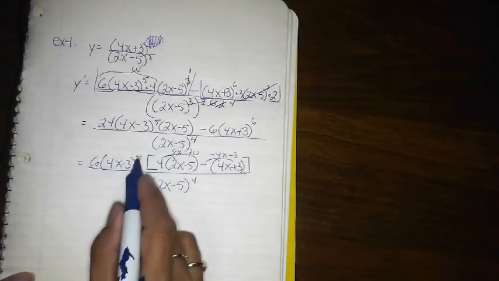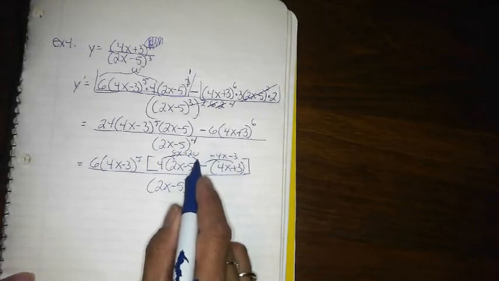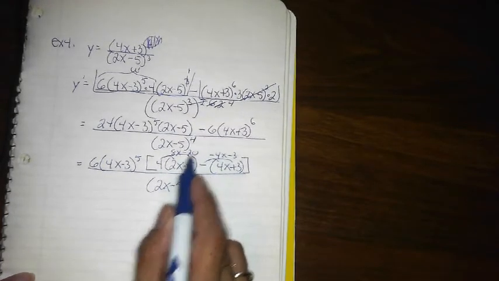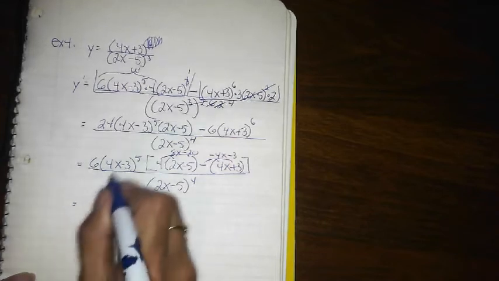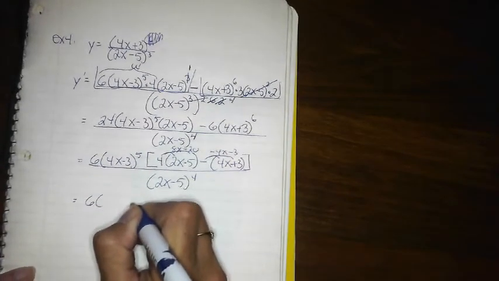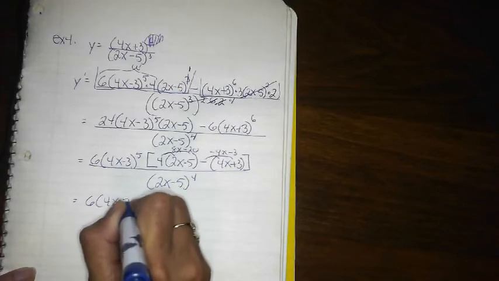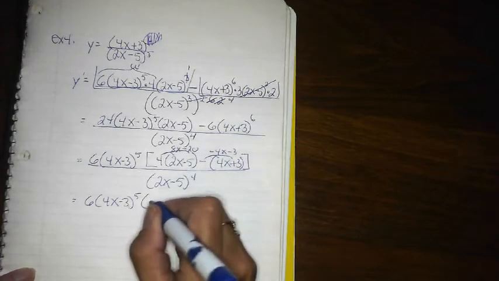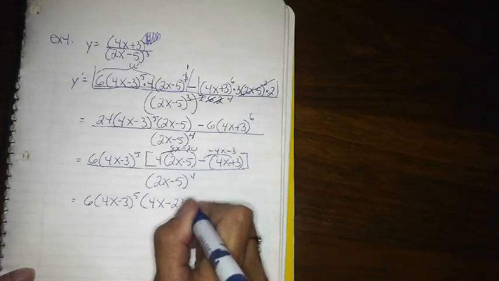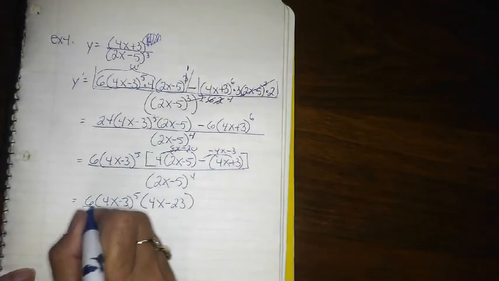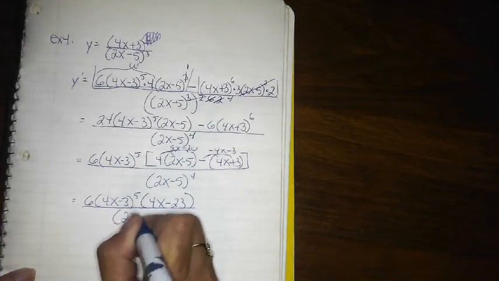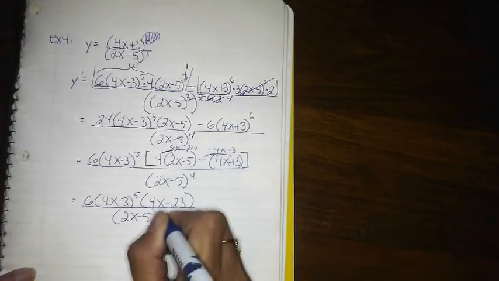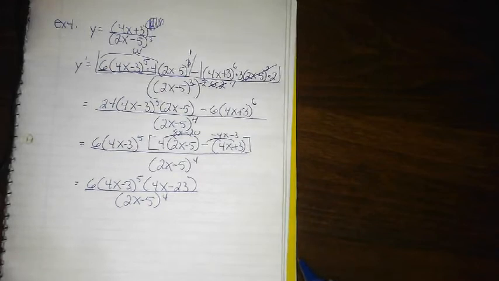Not allowed to distribute the 6 in there. You can only distribute in when the power is 1 on your binomial, not when it's anything but 1. So this stays 6 times 4x minus 3 to the 5th. In here, the 8x minus 4x will leave us with 4x. We'll have minus 23 over 2x minus 5 to the 4th. So, just got to take your time, be careful with the algebra.